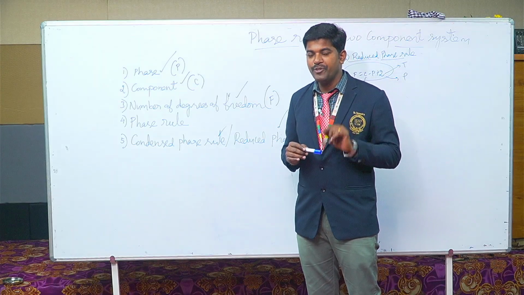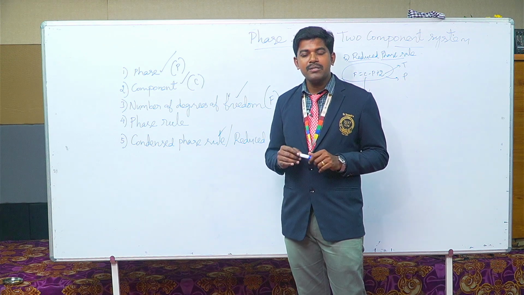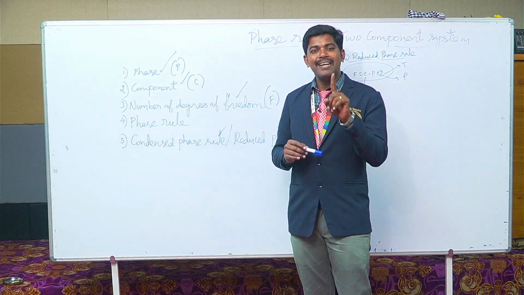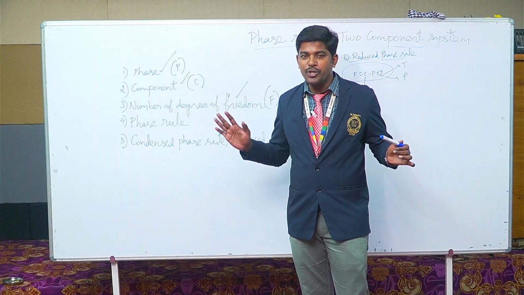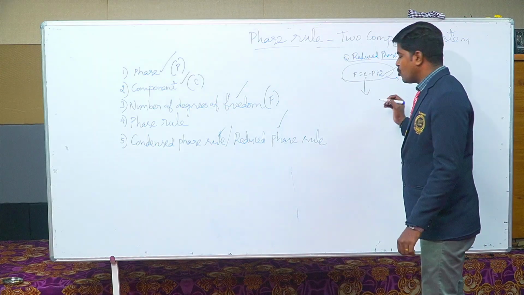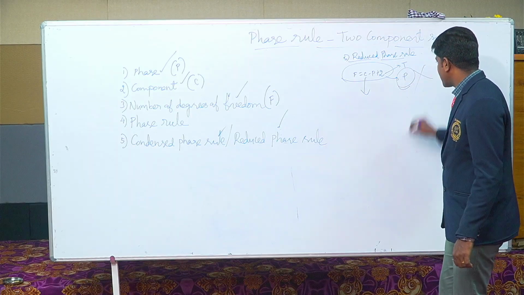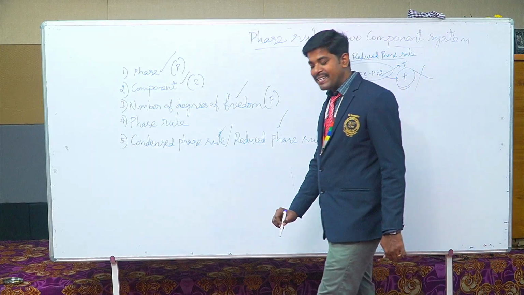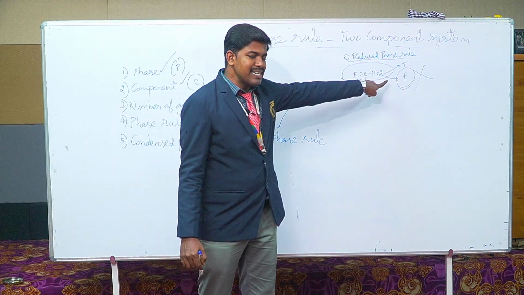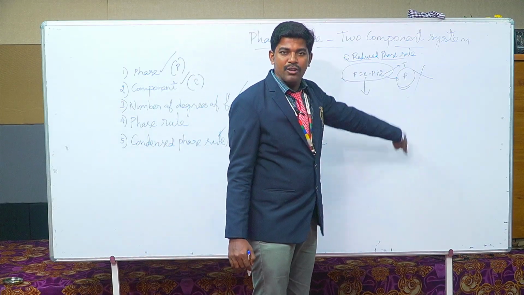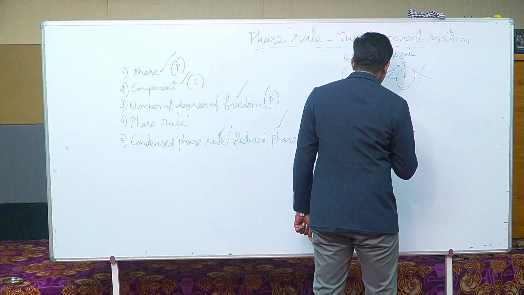That is the concept. At very high temperature, in a metal alloy system, it will exist as liquid phase or molten state only. It will not be converted into gaseous state. So if there is no gaseous state, we can neglect the term pressure. So if the pressure is negligible, from this formula it will become F equal to C minus P plus 1.